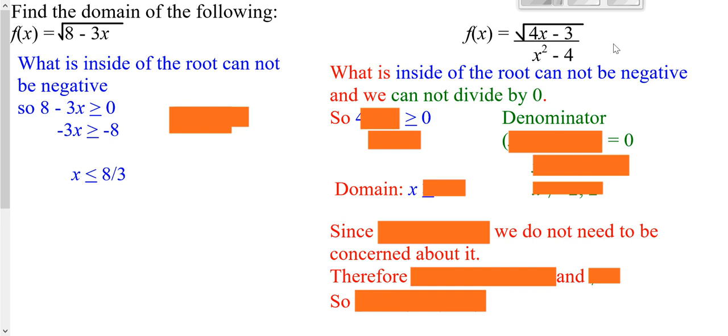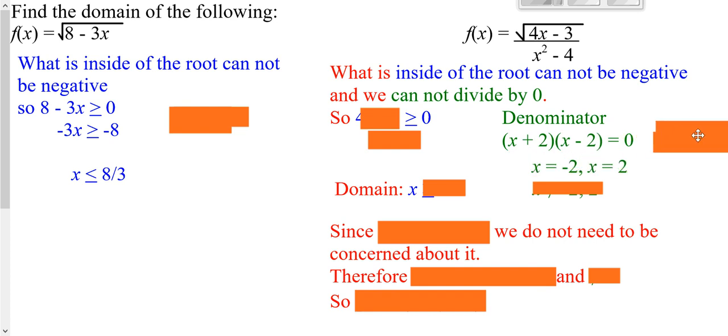Over here, we actually have both issues occurring. We have variables in a root, and we're dividing by variables. So what's inside of our root can't be negative. And once again, what's in the bottom, we don't want to be 0. So we could set the bottom, which is a difference of squares, equal to 0, and we could solve that. So pretty much we cannot use 2 and -2.